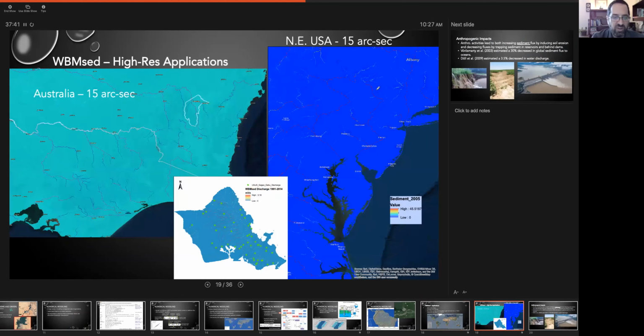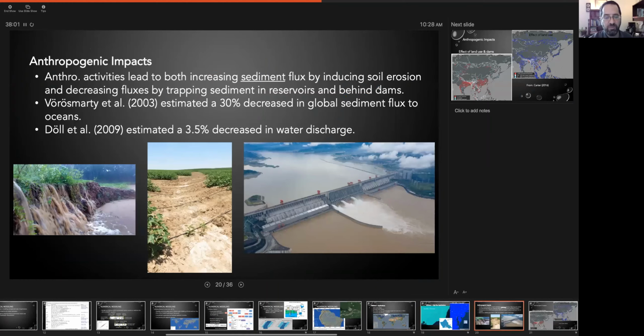These are just some examples of running it at much higher resolution regionally. You see here the island of Oahu in Hawaii at 30-meter resolution. I simulated Australia at 15 arc-second, part of the US, and so on. So you can apply it at much higher resolution regionally if you need to and want to.